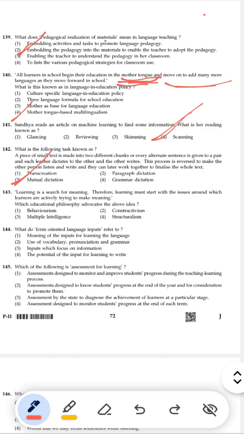Mutual dictation, this is a specific case where learners are made into pairs. If they are doing in groups like more than 2 or 3 people, 3 or 4 people, it would be paragraph dictation. But here only 2 are working on, and this type is actually mutual dictation. So option 3, mutual dictation, is the correct answer.